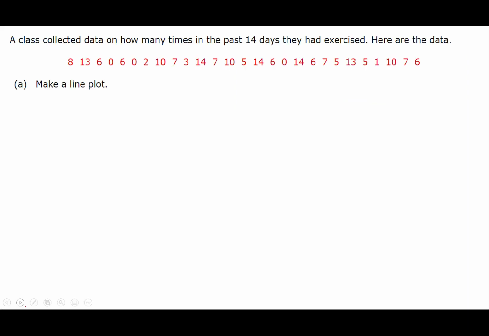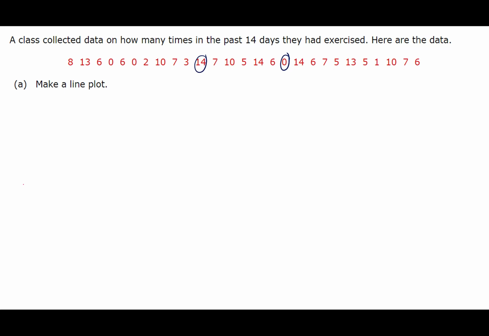Okay, a class collected data on how many times in the past 14 days they had exercised. And here are the data. And it says make a line plot. The first thing we need to do is identify where the number line will begin and where it will end. So 0 is definitely the smallest, and it looks like 14 will be the largest. That means that student exercised every day, which is fabulous.